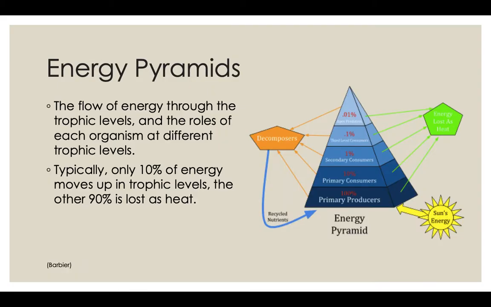The first one is the pyramid of energy. It represents the flow of energy through the trophic levels and the roles of each organism at different trophic levels. Typically, only 10% of energy moves up in the trophic levels. The other 90% is lost as heat. Here you can see the primary producers have the most energy, and they transfer 10% to the primary consumers and so on.